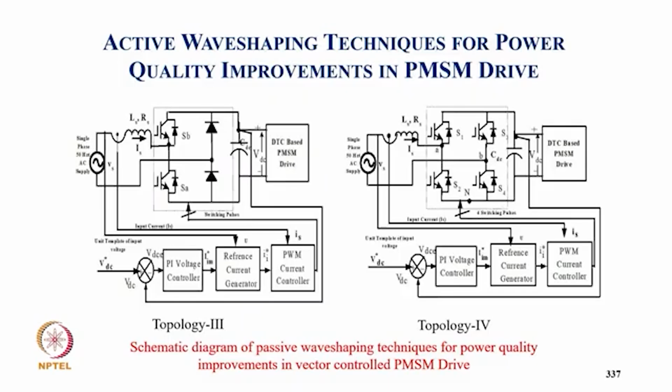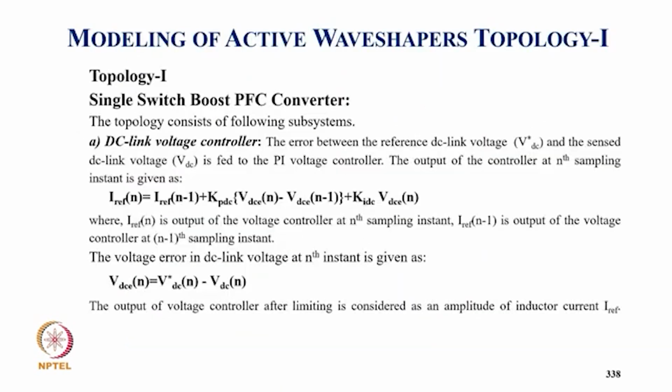And these are used when we have asymmetrical lag, and then we have a voltage source converter for improving the power quality. So now coming to topology 1, single switch boost converter. The topology consists of the DC link voltage controller.